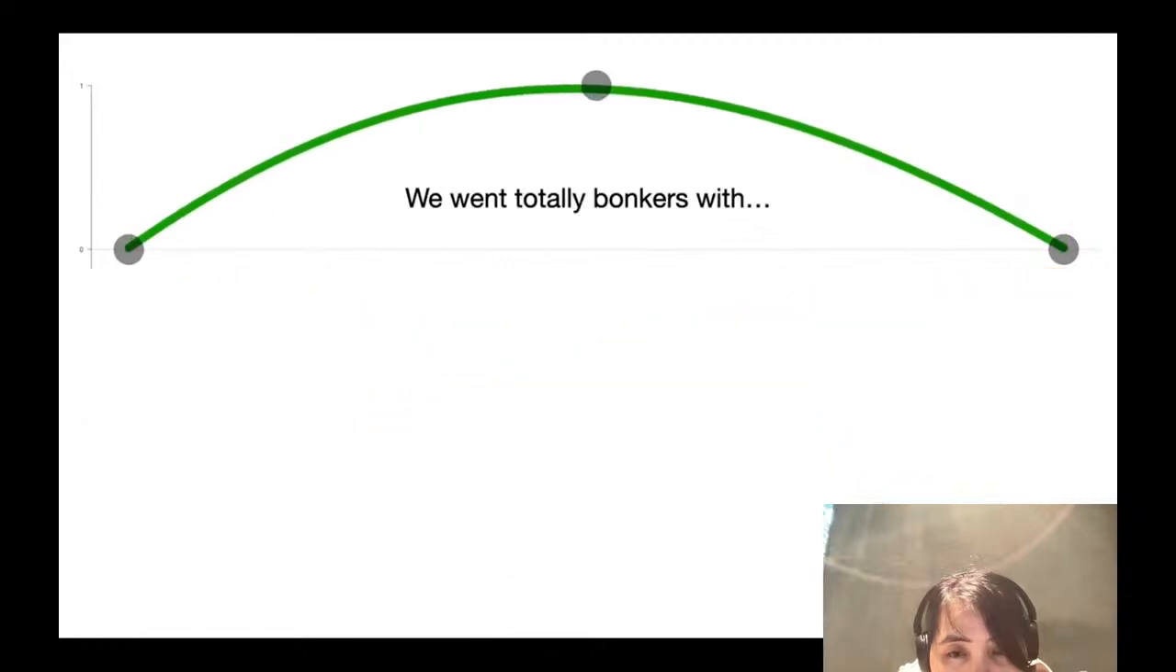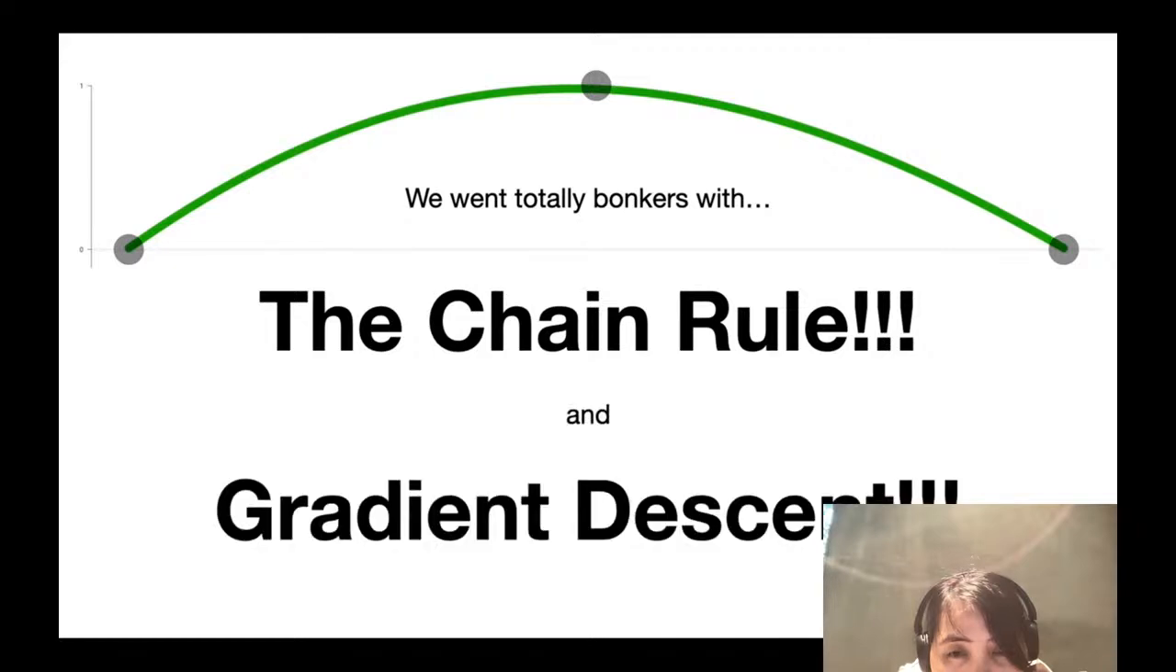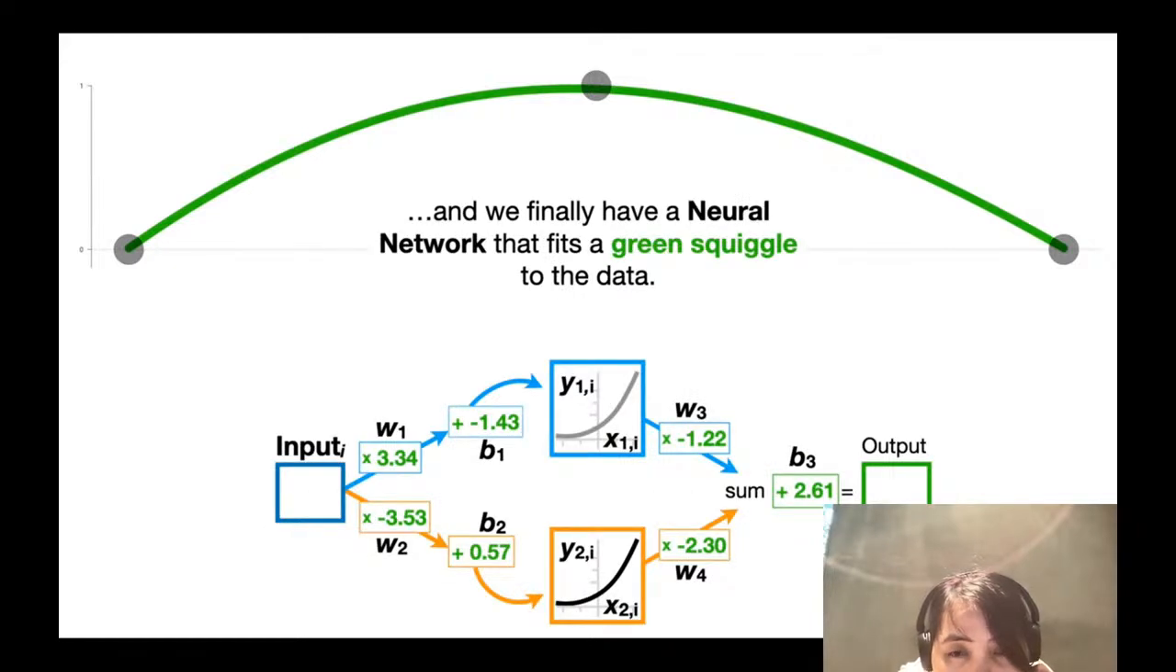Bam! We went totally bonkers with the chain rule and gradient descent. And we finally have a neural network that fits a green squiggle to the data.